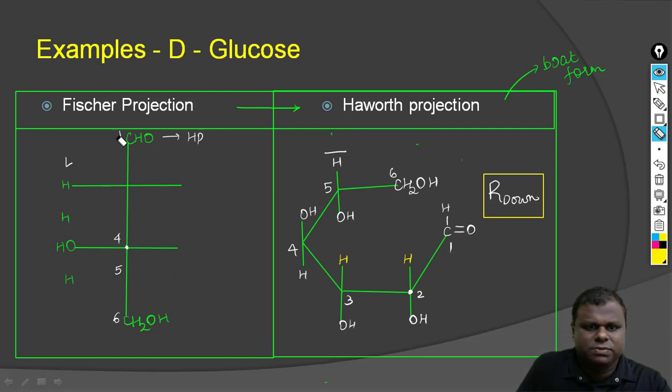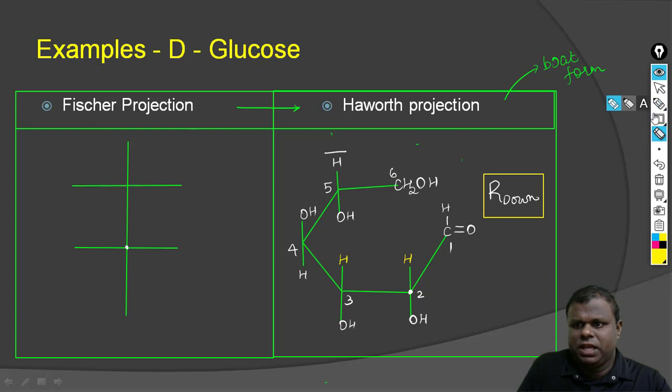Let me erase the numbers as well. I just need to get a horizontal and vertical framework. I'll erase the functional groups as well, correct? So I'm just going to have these things on the screen right away. Now what exactly I'm going to do here is draw the four chiral centers, correct?